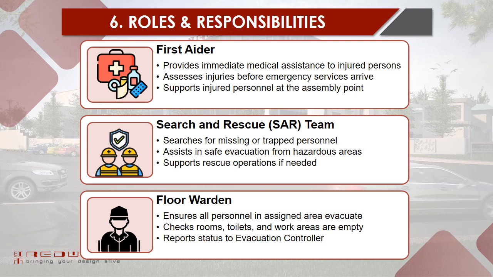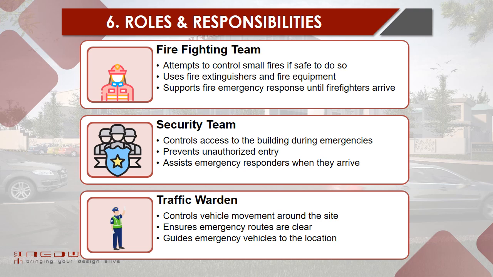Floor Warden: ensures all individuals within the assigned area evacuate, checks rooms, restrooms, and work areas to ensure they are clear, reports status updates to the Evacuation Controller. Firefighting Team: controls small fires if it is safe to do so, uses fire extinguishers and firefighting equipment, supports emergency response efforts until the fire department arrives. Security Team: controls access to the building during emergencies, prevents unauthorized entry, assists rescue teams upon arrival. Traffic Warden: controls vehicle movement within the premises, ensures emergency routes remain unobstructed, guides emergency vehicles to the incident location.